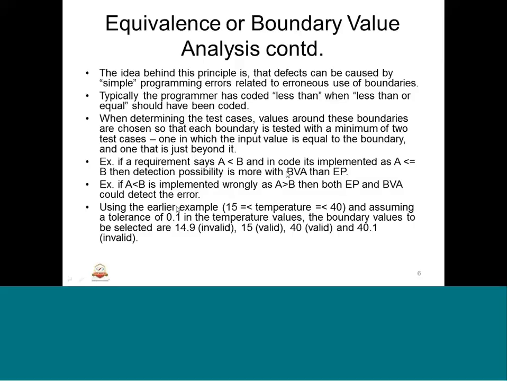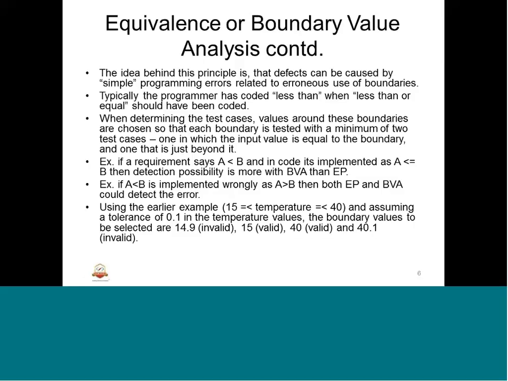So going by the earlier example that we discussed in the previous session, 15 less than or equal to temperature, which is less than or equal to 40. It means temperature lies between 15 and 40. It also includes 15 as well as 40. And assuming a tolerance of 0.1 in the temperature values, the boundary values to be selected are 14.9, 15, 40 and 40.1. So these are the equivalence classes along with the boundary value.